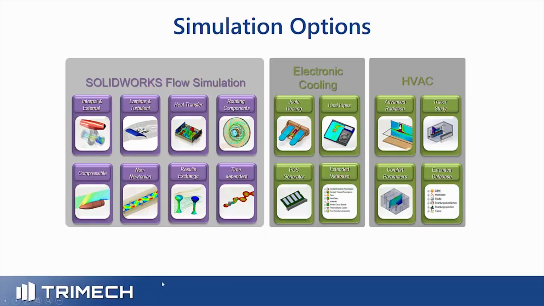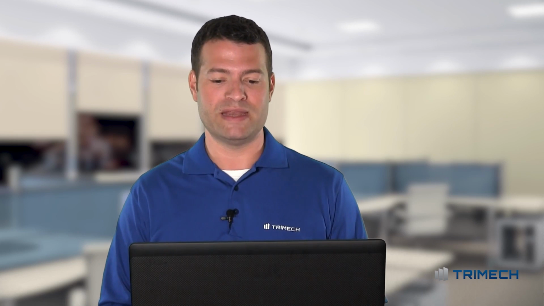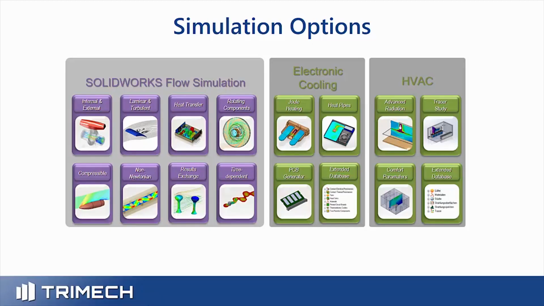So taking a look at some of the options, we have our basic SolidWorks simulation flow package, and that's going to let you do a lot, right? We've got internal and external flow. We can simulate things like turbulence, heat transfer, non-Newtonian fluids. We can do compressible flow if you want to do Mach numbers up to Mach about 3 or 4. Can't quite get into the hypersonic range. We can do time-dependent studies if you want to see how long that circuitry takes to heat up, or if you want to do a non-constant heat load on something. And we can do rotating components.